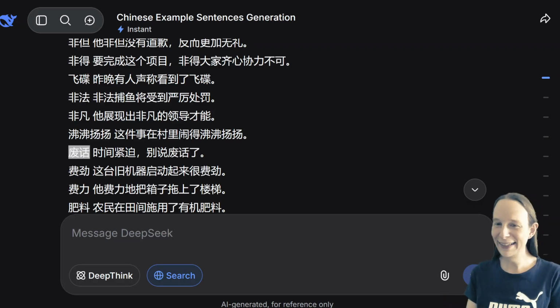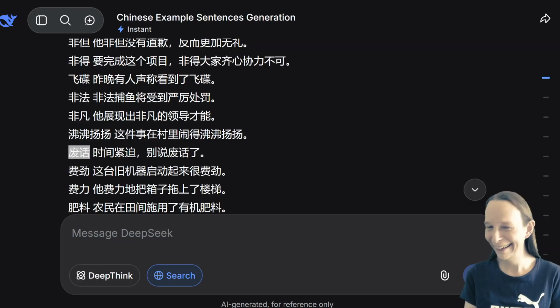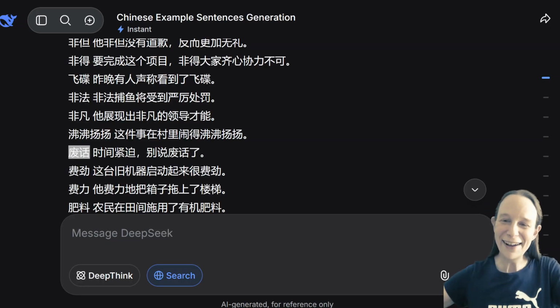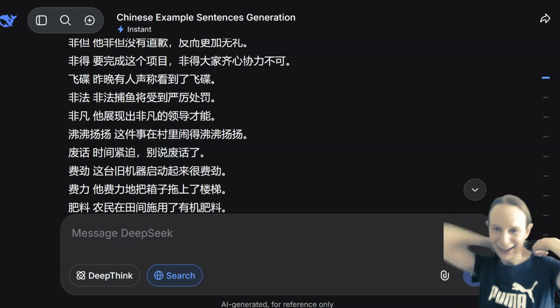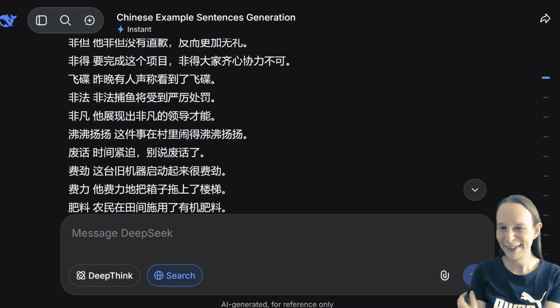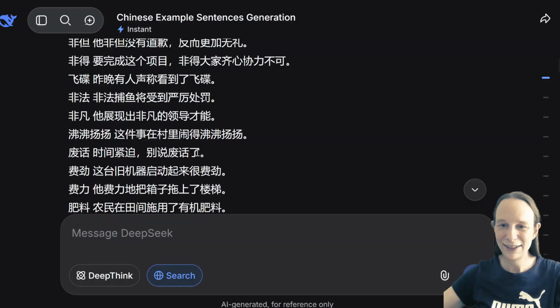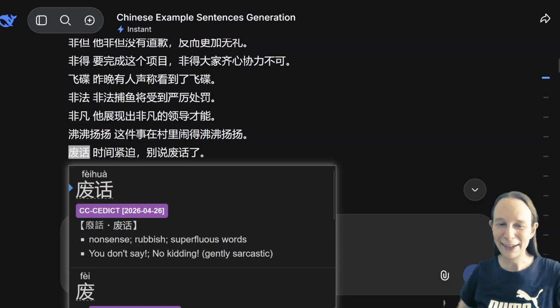So if someone says something stupid, you can say 废话, and then they'll get offended. But, you know, you can say it. 废话. 时间紧迫. 别说废话了. This is nonsense. It's like, oh, we don't really have time for this. Cut the crap. Cut the nonsense. 废话. Oh, I didn't know this. Usually it's 废话, and it's like nonsense.